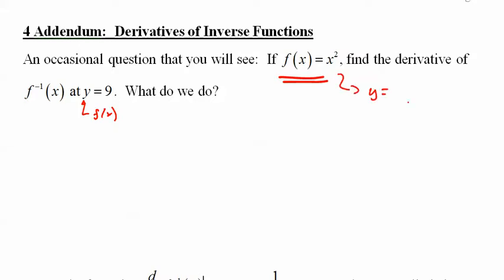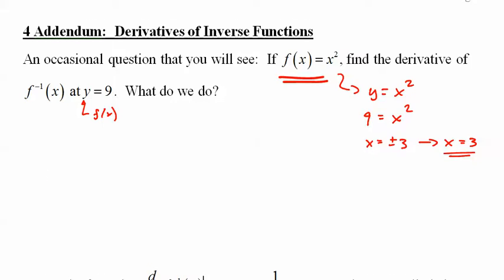y equals x squared. y equals 9. x equals plus or minus 3. I'm going to go with the positive one for now. And you might have a legitimate question going, how would I know that? Well, for now, you're going to have to just trust me. So, here's how it's done.